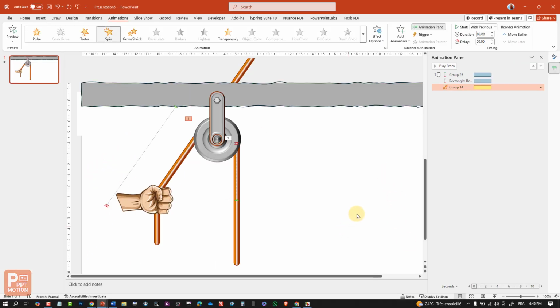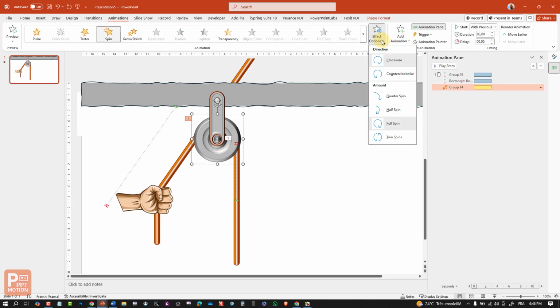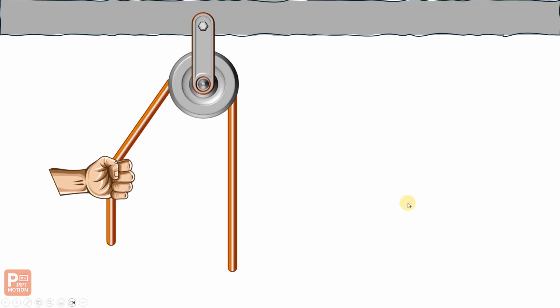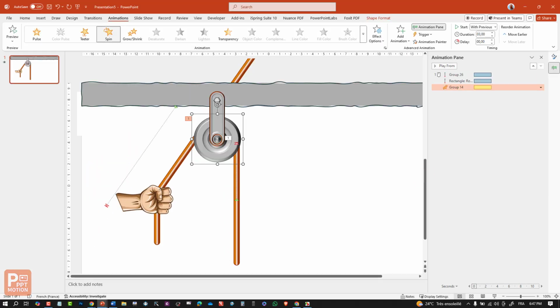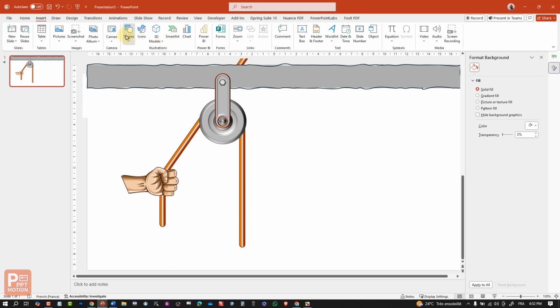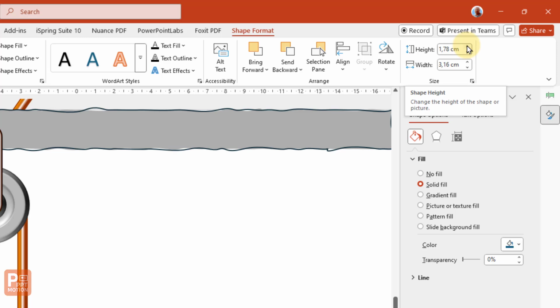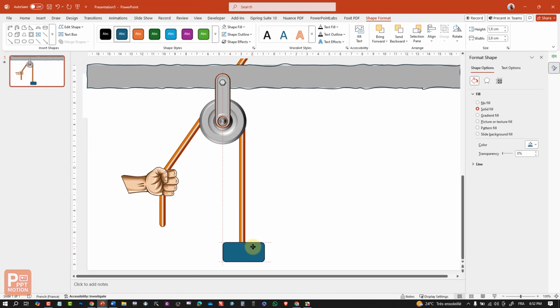To change the rotation direction, go to Effect Options, then navigate to Direction, and select the desired rotation. Let's now add a weight to the pulley. Start by drawing a rectangle with the size 1.8 by 3.8 centimeters. Make sure it's positioned right in the middle of the rope.